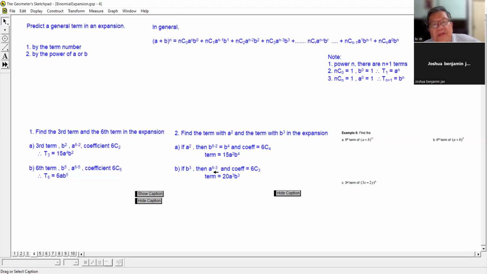3. What is the coefficient? 63. So I combine all these three together. That will be the term with b to the power 3. So it's 20 a cubed b cubed, right?